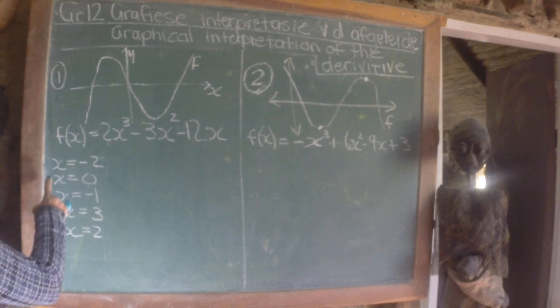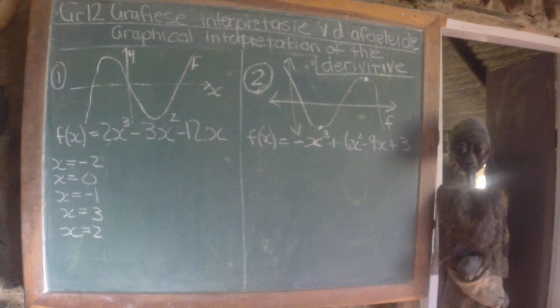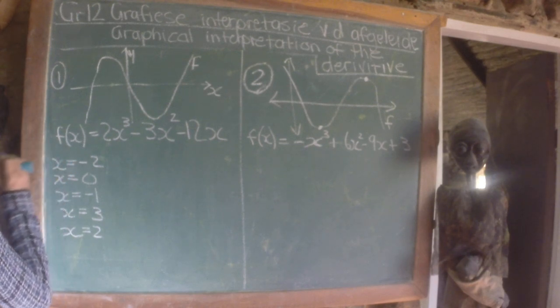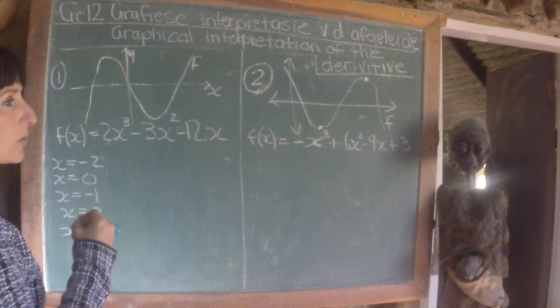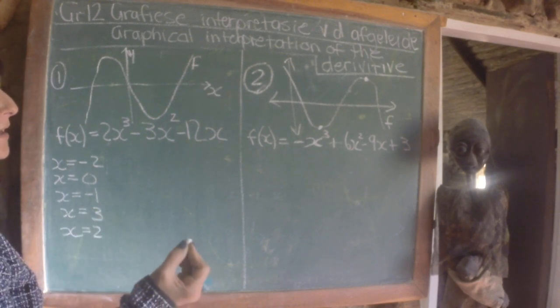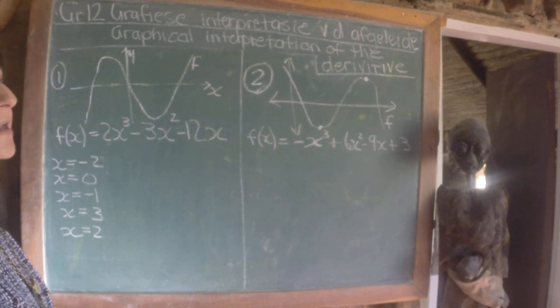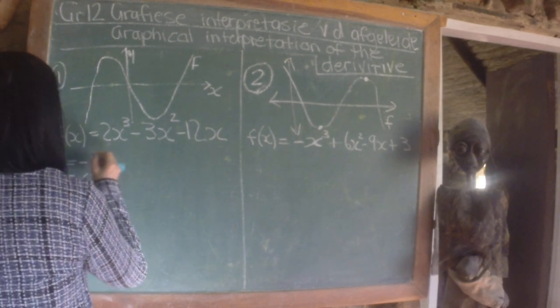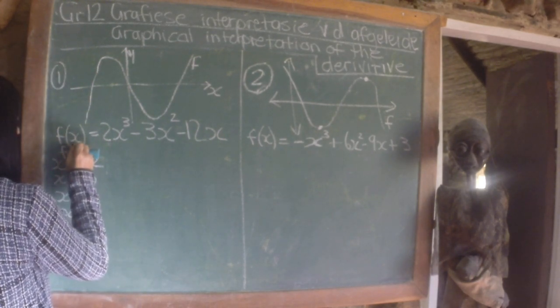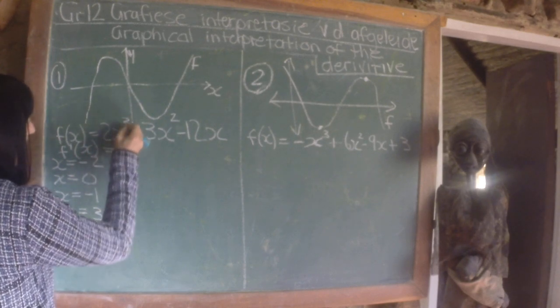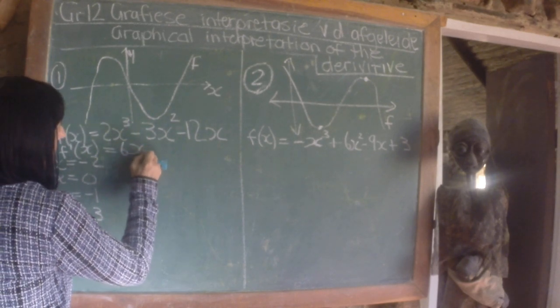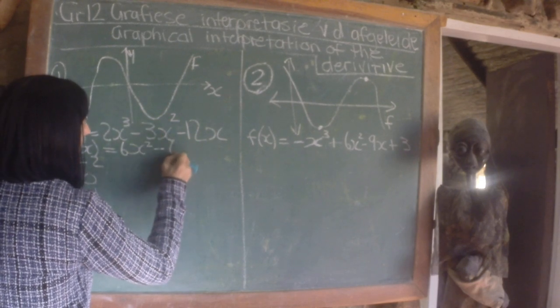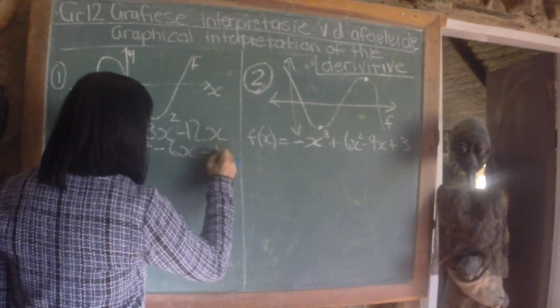So if I want to determine whether or prove that the function is descending or ascending, I'm going to get the derivative. So let's get the derivative. En as die afgeleide groter as 0 is, dan styg hy. As hy kleiner as 0 is, daal hy. As gelyk aan 0 is, dan weet ons ons is by 'n draaipunt. So kom ons gaan kry eerstens ons afgeleide. Let's determine the derivative. So it's 6x square minus 6x minus 12.